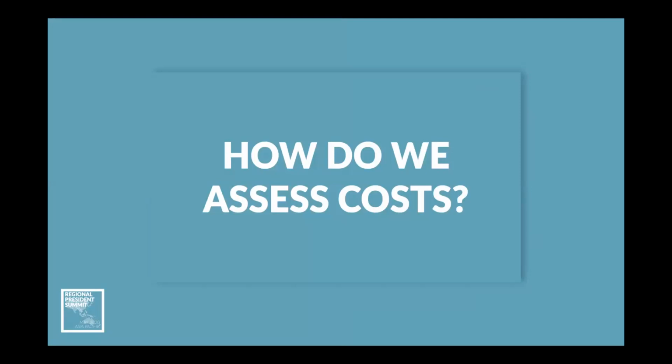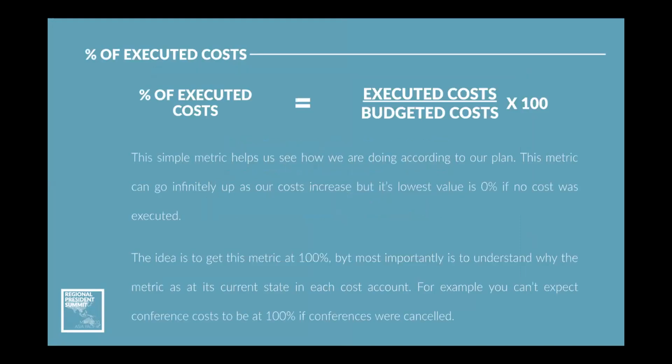So first, we have percentage of executed costs. This is nothing more than plan versus achieve. If you look at this formula, executed cost means what did we achieve, over budgeted cost, what did we plan, times 100, so we can get a percentage, and that's what you get. So this metric should be the clearest for you, because we do the same with exchange. We also have plan versus achieve for exchange.